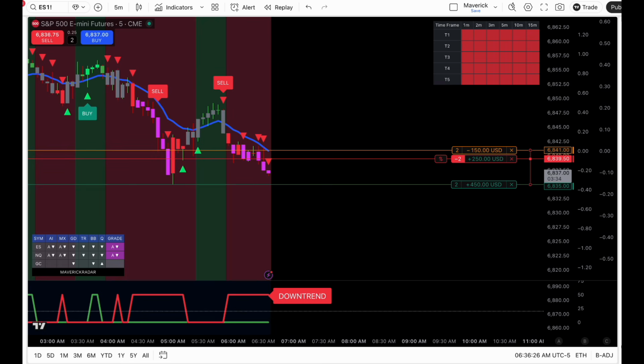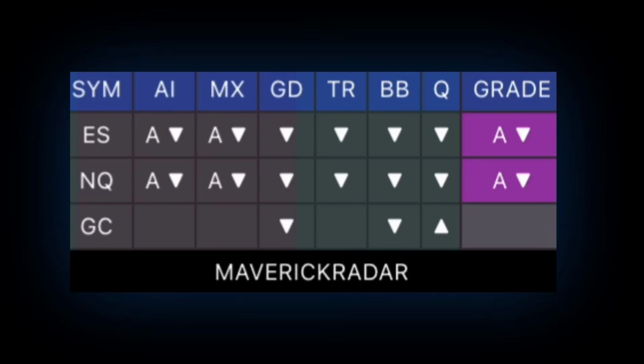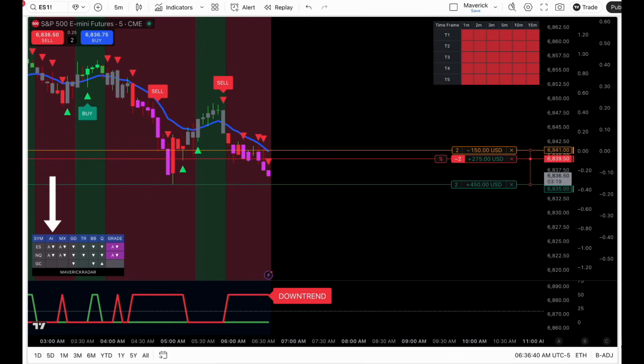But let's look at the Maverick radar. Why did I know to get into this trade? Well, look, from left to right, it's grading each part of our stacking probability checklist. Maverick AI Pro, you have an A grade to the downside. Maverick Multi-X, you have an A grade, you're getting an A to the downside. Okay, look at all the votes from all 5 traders. And I'll explain later what it's deciding on that.